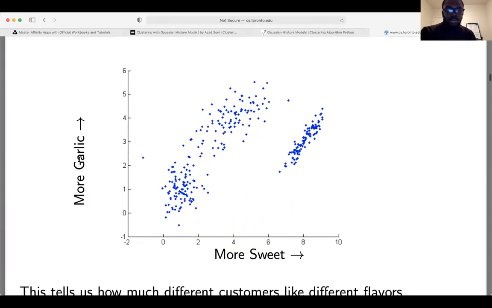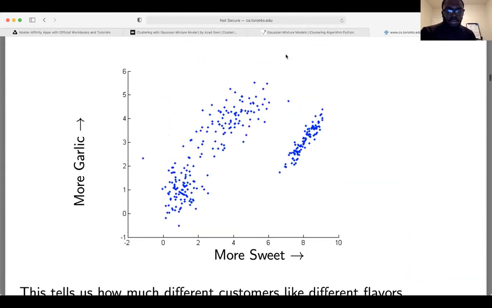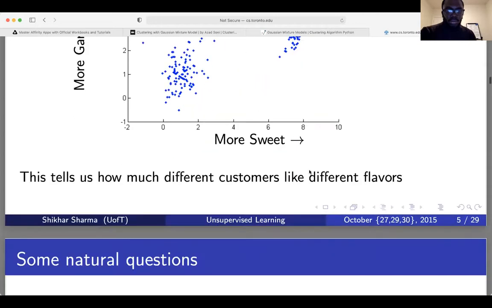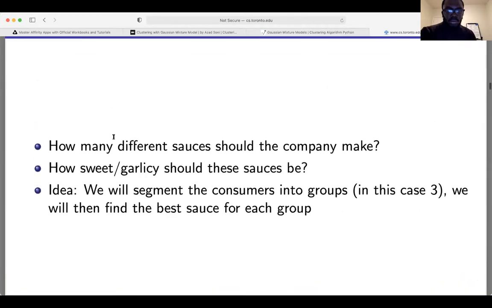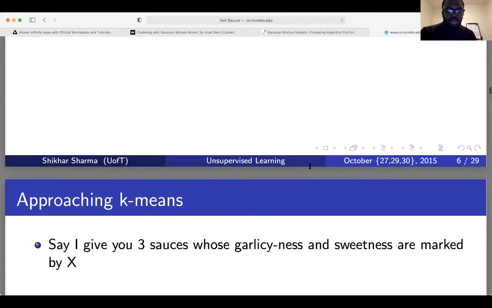So you can see these are more garlicky and more sweet. So people who are here would like more garlic and more sweet tomato sauce, but the ones who are here do not like it, preferring less garlic and less sweet. And so you can see that this tells us how customers like different things. And if you think about this, a company may ask, how many different sauces should I make? How sweet or garlicky should these sauces be? And so we need to do what you said is a good function of customer segmentation, which is unsupervised learning, and find the best sauce for each group and then focus on those.